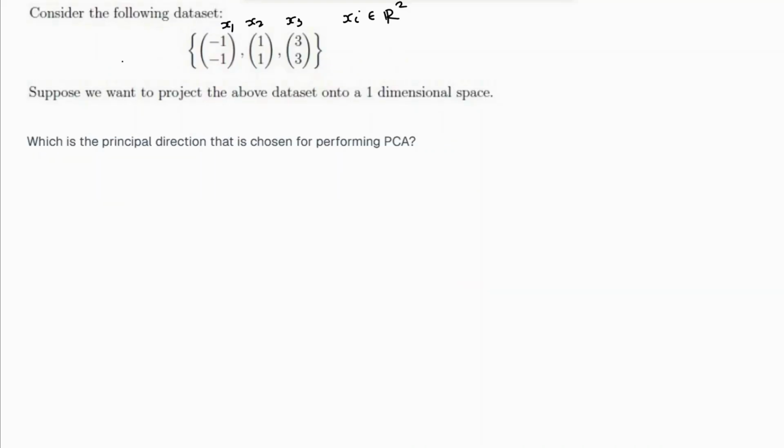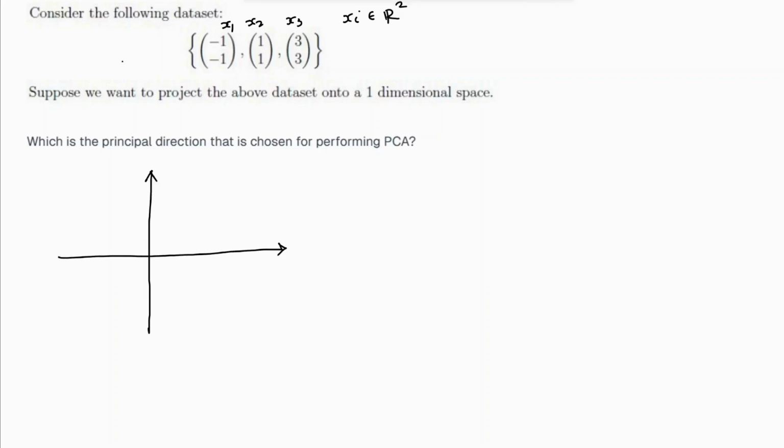Alright, so the next question asks for the principal direction that is chosen for performing PCA. Typically in these kinds of problems, we take the eigenvectors of the sample covariance matrix, and the eigenvector which corresponds to the largest eigenvalue will be the principal direction, right? That is the primary technical way of doing it. But since there are only 3 points and all of them are in R2, we can easily get a geometric interpretation of where the points are.